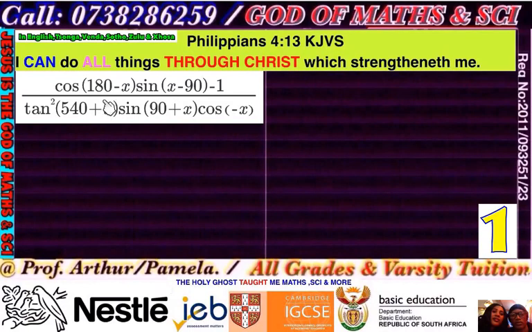Alright, so I'm repeating this using just a little bit of a different strategy. So 180 minus, you are in the second quadrant where cos is negative. So you have negative cos of x. I'm going to parenthesize that.